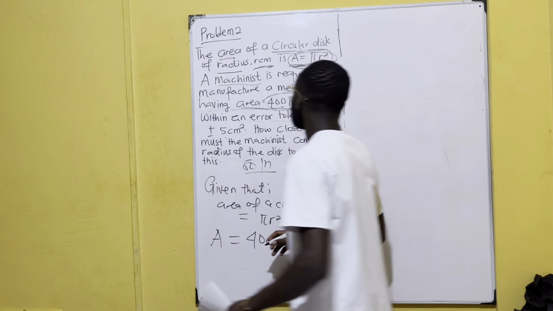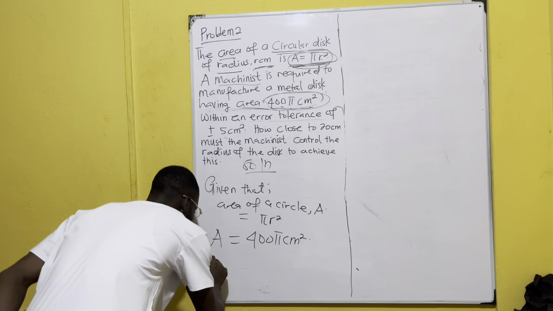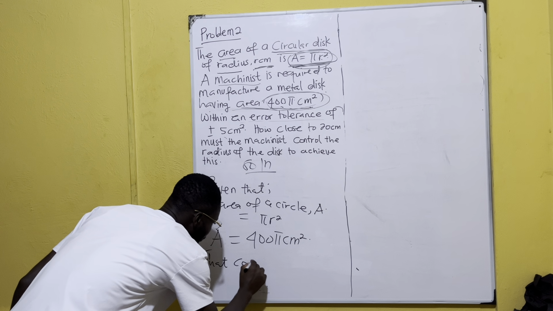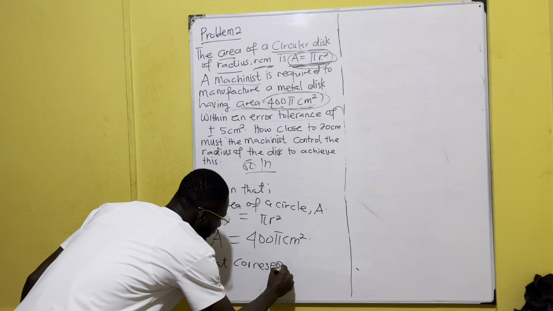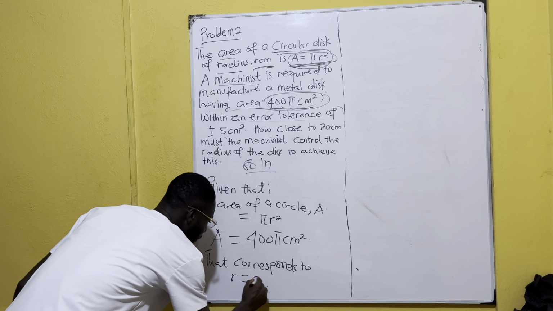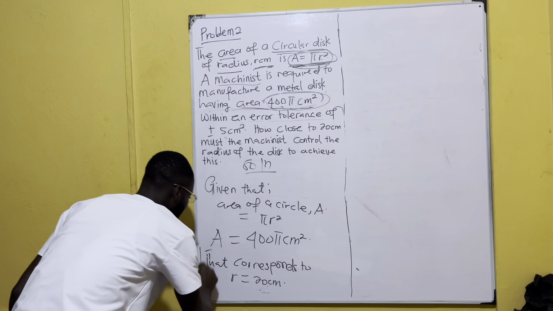So this or that corresponds to the radius of 20 centimeters. Note.